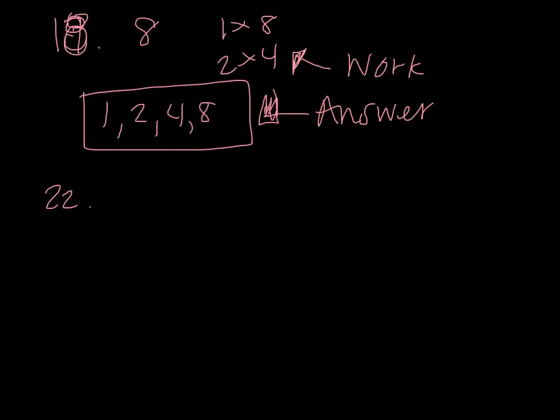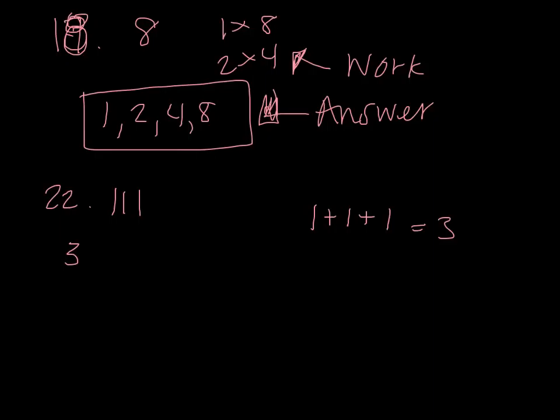So let's look at 22, 111. Okay, so let's go through our divisibility tests. Is the ones place even? Nope. For number 3, if I add up all the digits, is it divisible by 3? Is 1 plus 1 plus 1 divisible by 3? Is 3 divisible by 3? Yeah, 3 times 1 is 3. So yes, it is divisible by 3.